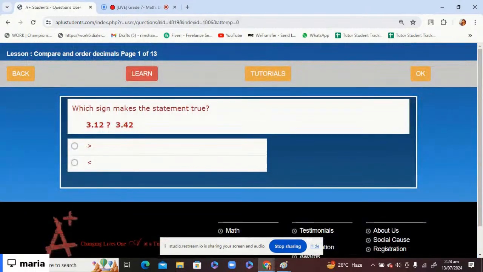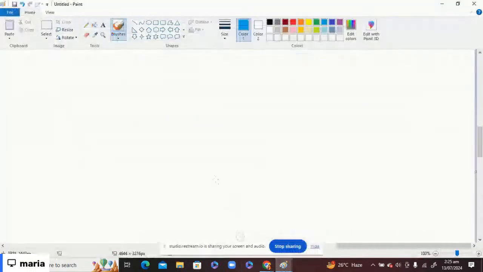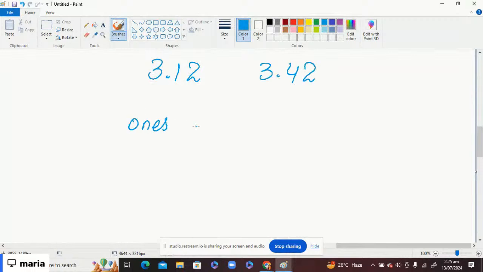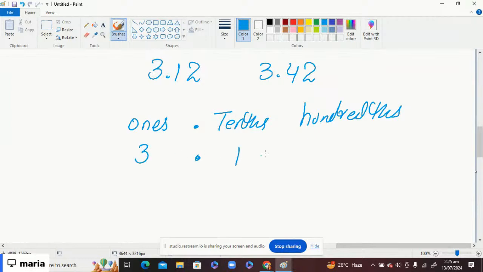3.12 and 3.42. Let's check. 3.12, 3.42. So here is ones, tenths. So what do you put in the ones place? The 3. Okay, let's just put 3.12 and 3.42. Now compare. The first digits, these are the same.